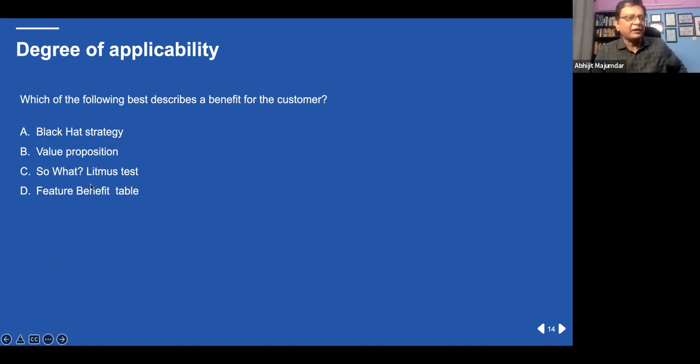Now, these three are very close to each other, but it says describes a benefit. Which of the following best describes a benefit? The best description of a benefit is basically the value proposition. So what test checks the validity of a benefit, whether it is a real benefit or not? The test is not to define or describe a benefit. The description of the benefit comes in the value proposition.